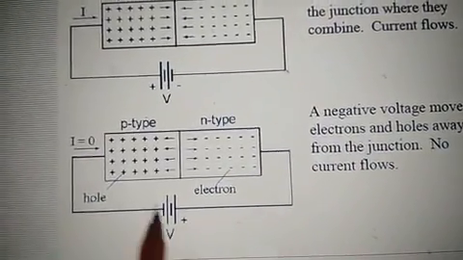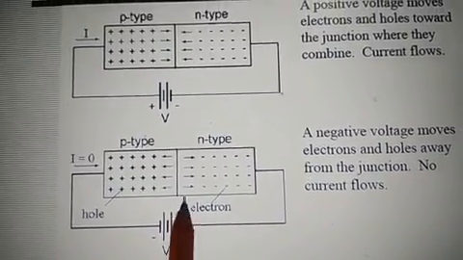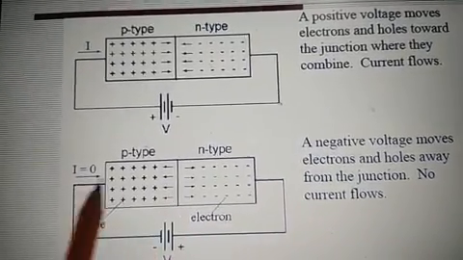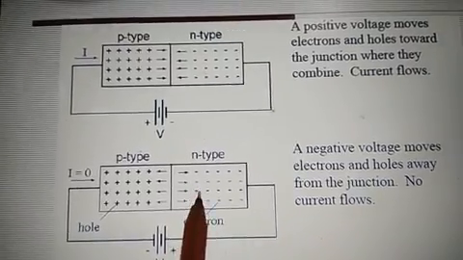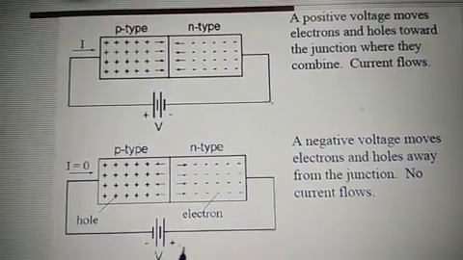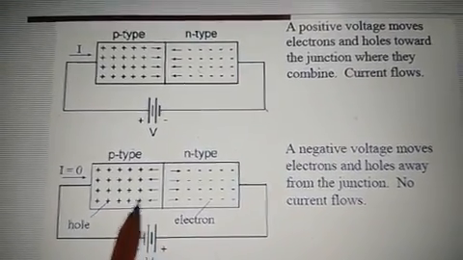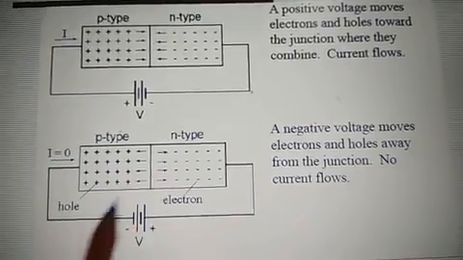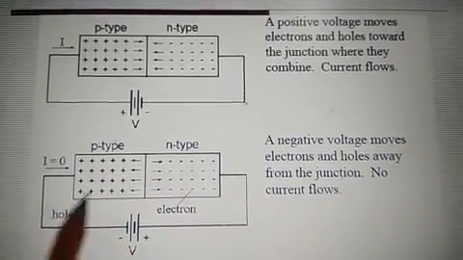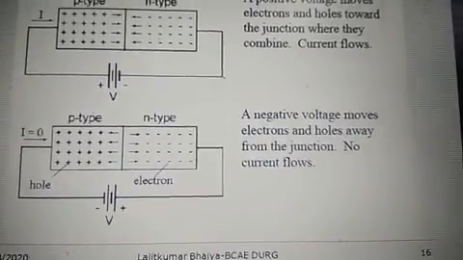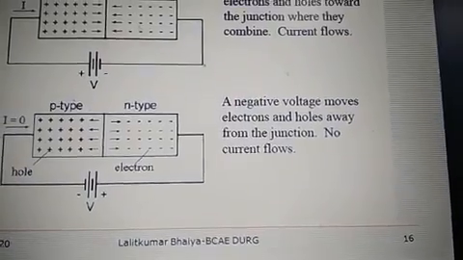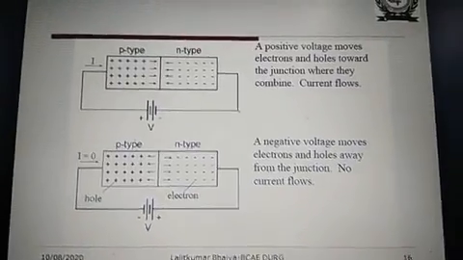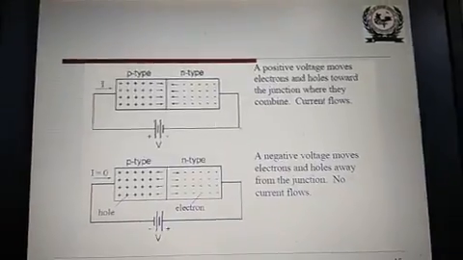And here this is reverse bias. P type is connected to the negative of the battery and N type is connected to the positive of the battery. So what will happen? The holes will move and disappear at the negative side, and the N type electrons will move and disappear at the positive side. So the depletion layer will increase and the current becomes zero. As you increase the voltage, the depletion layer will increase more and more and the current becomes zero. This is called reverse bias. A negative voltage always moves electrons and holes away from the junction. No current flows.